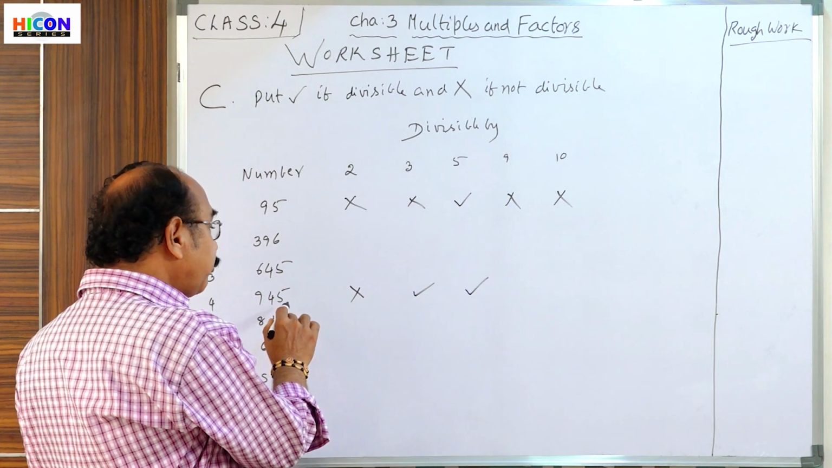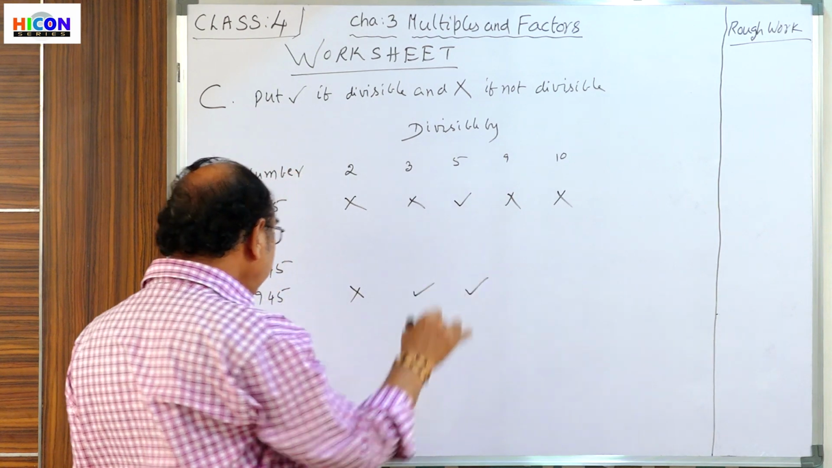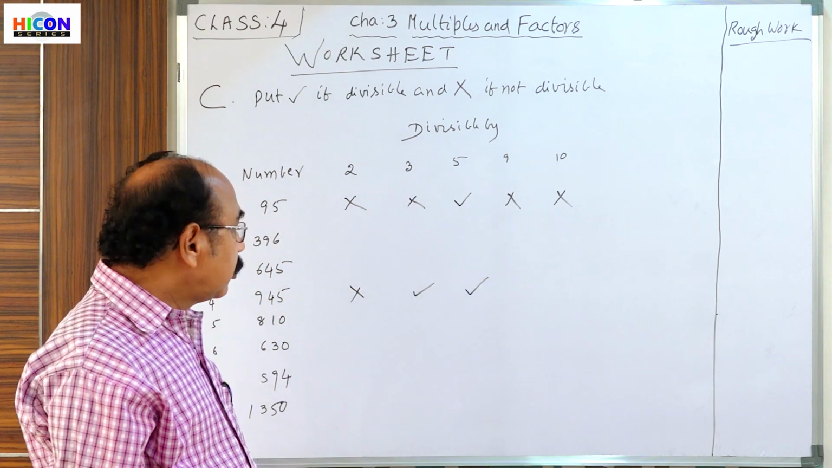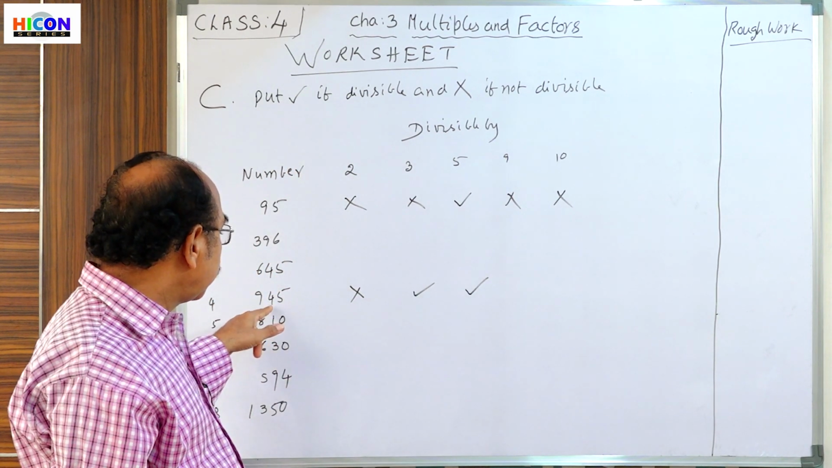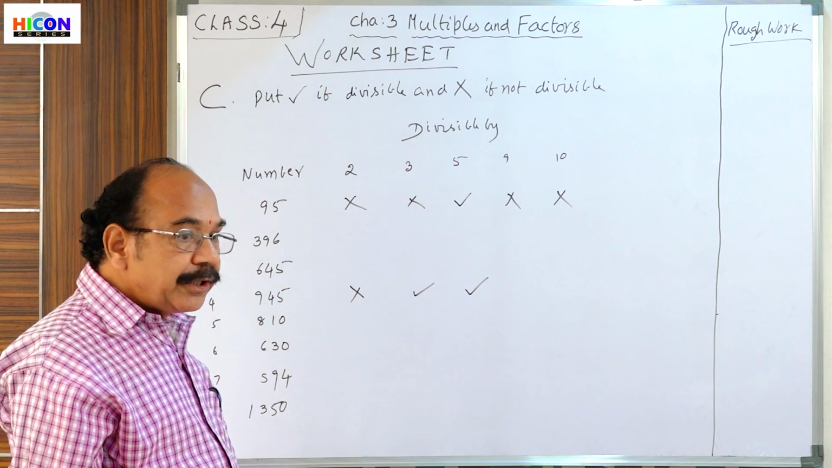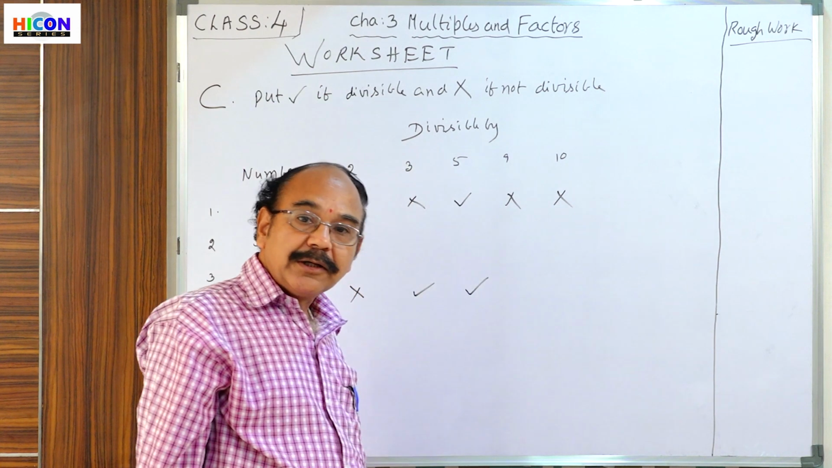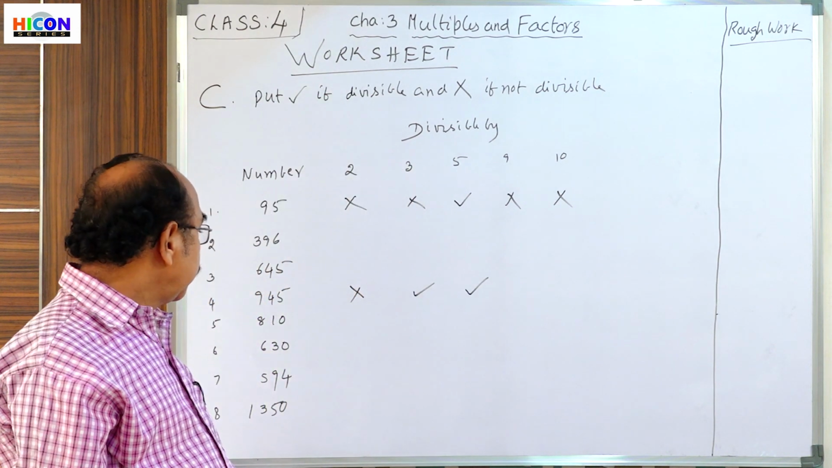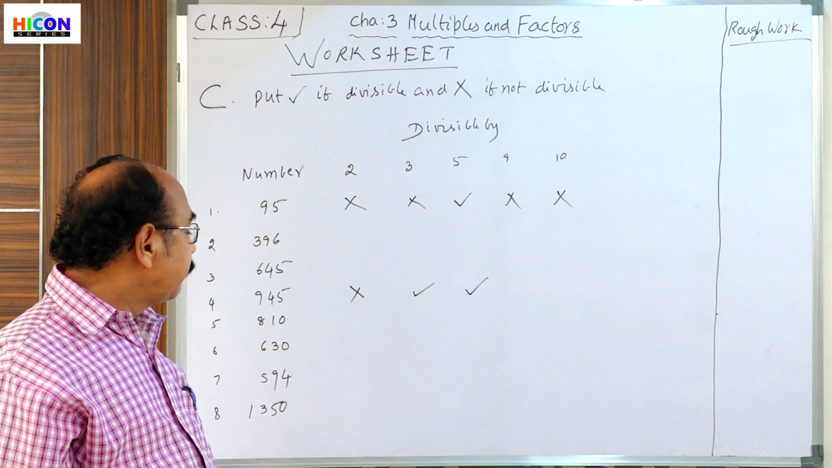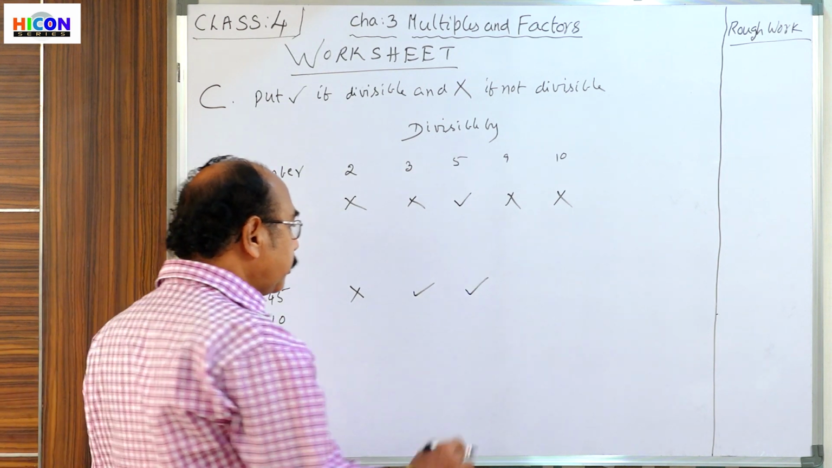Next, is 945 divisible by 9? So add the numbers. 9 plus 4, 13. 13 plus 5, 18. 18 is divisible by 9. So what do we say? 945 is divisible by 9. Tick mark.